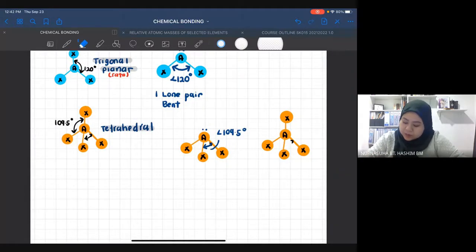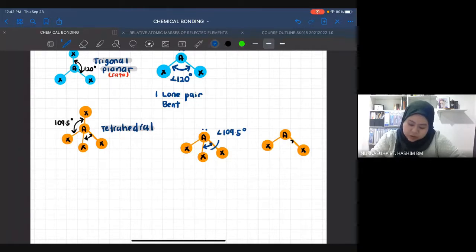Okay, what if we have two lone pairs? So kita padam dua bond, 1, 2. So means that your central atom now has two lone pairs. So the bond angle also akan jadi less than 109.5 lah.